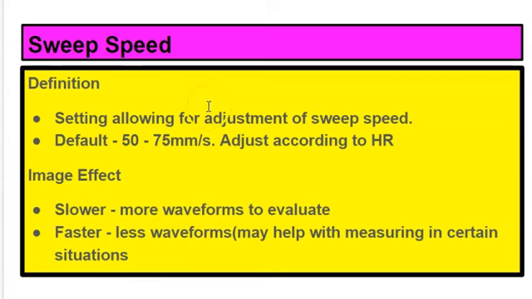We can also adjust our sweep speed, defined as a setting allowing for adjustment of how fast our Doppler moves across the screen, so to speak. The default on our machines is typically 50 to 75, typically 75 millimeters per second. You can adjust that according to heart rate. If the heart rate's fast, you probably want to slow that down. The effect on our images: slower, more waveforms to evaluate; faster, fewer waveforms to evaluate. It may help with measuring in certain situations.